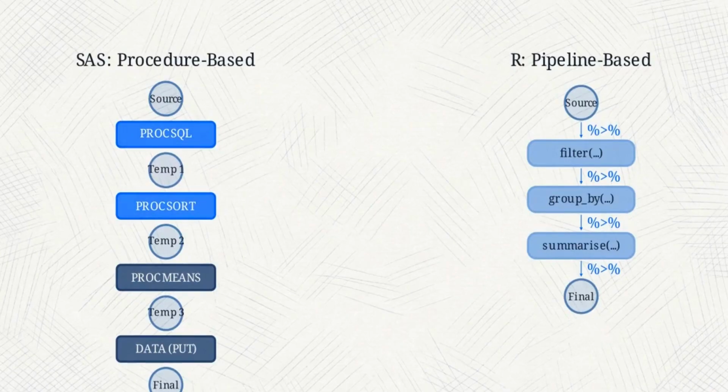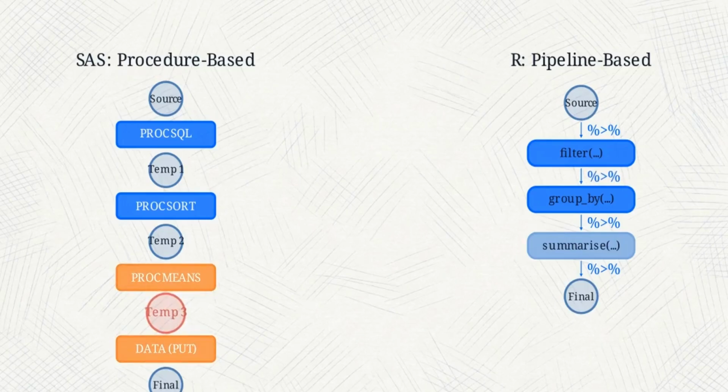SAS starts with proc SQL to filter out screen failures, followed by proc sort. But the R pipeline handles both immediately. The pipe operator passes filtered data directly into the grouping function in memory, bypassing temporary datasets.